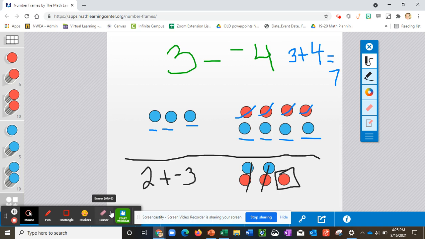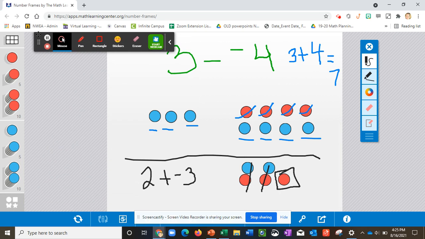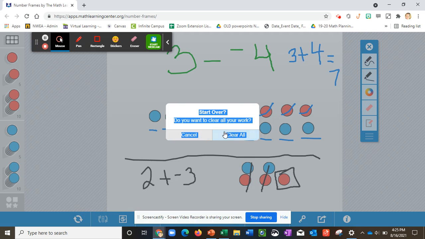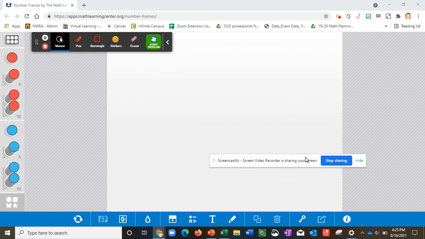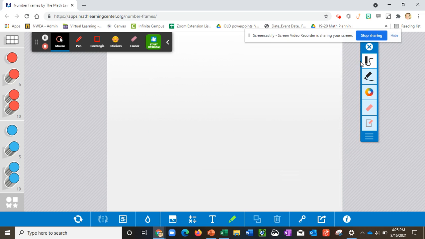Okay? So let me pull this, well, there we go. Pull that up there. I'm going to start over and show one more. So let's see. I am going to show -2 minus -5. Okay, so I have 2 negatives, and I need to take away 5 negatives. Well, I need 3 more to be able to do that, because right now I only have 2. So I'm going to come up with 3 zero pairs.